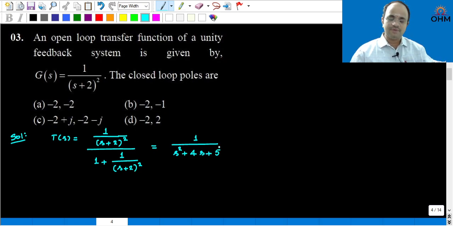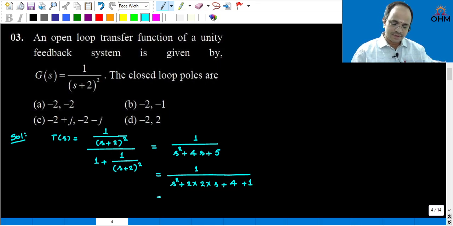Hence, it will give you s² plus 4s plus 5. How can you rewrite the denominator? s² plus 2 into 2 into s, so 2 into s plus 4 plus 1, as 5 can be written as 4 plus 1. Therefore, 1 divided by (s+2)² plus 1.